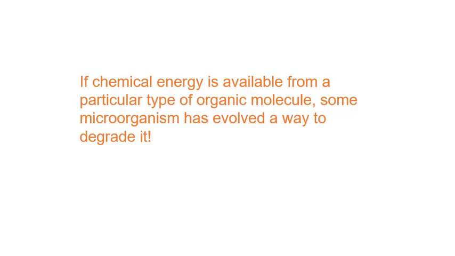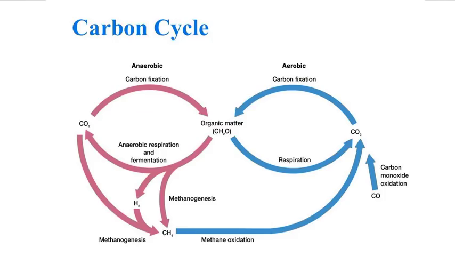A good rule of thumb to remember about microbes is that if there is a source of chemical energy available, some microorganism has evolved a way to degrade or use it. Where there is a will, there is a way with microbes. So now we've talked about all the processes in the carbon cycle that are pictured here, with the exception of carbon monoxide oxidation. But for that, it's just oxidation, it provides energy, and where there's a will, there's a way. So as you're studying the different aspects of the carbon cycle, really think about how each process leads to the next, and where you would find each on Earth.